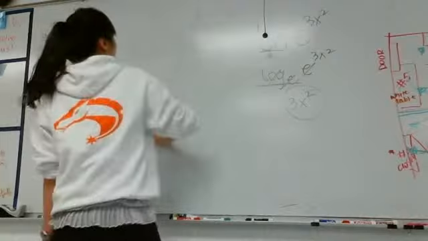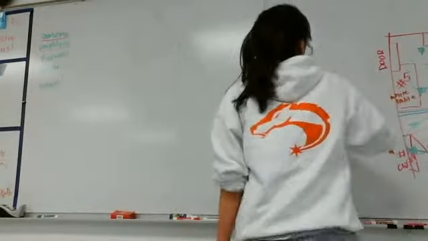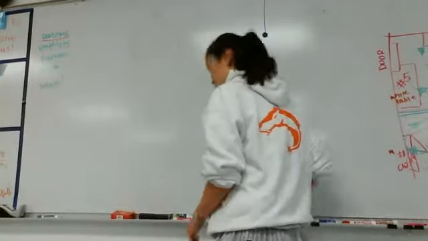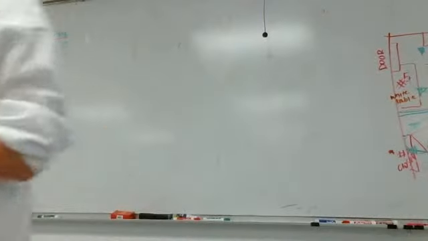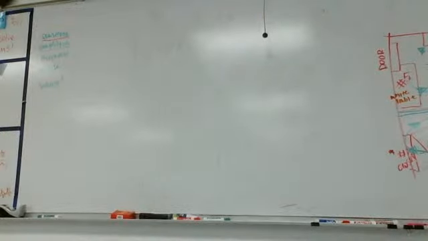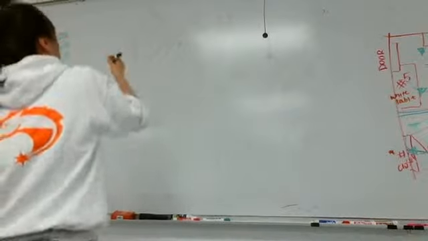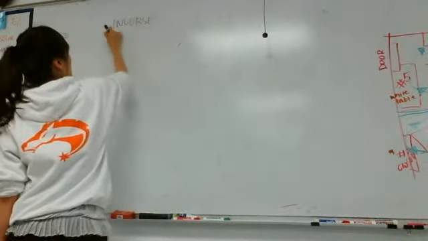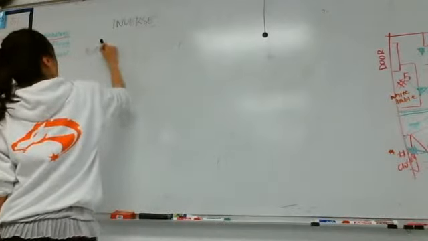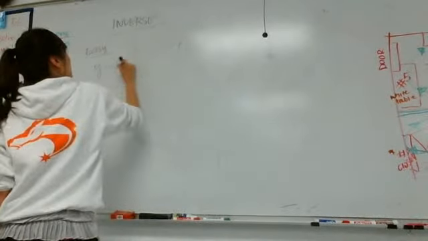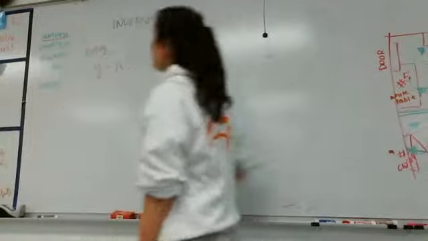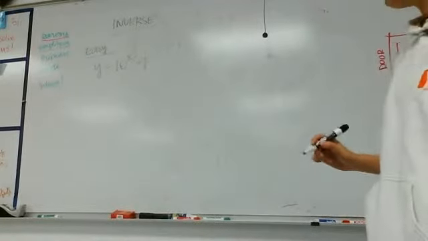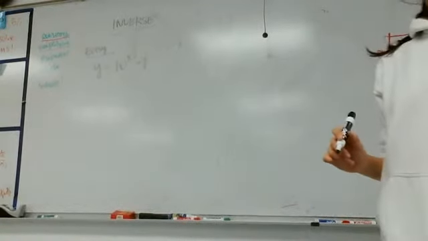Alright, so we did some simplifying problems. Let's do some solving problems. Do you want to do inverse first? Yeah, I want to do inverse first. So let's start easy. The easy problem is y equals 10^x minus 1. Let's find the inverse of that.